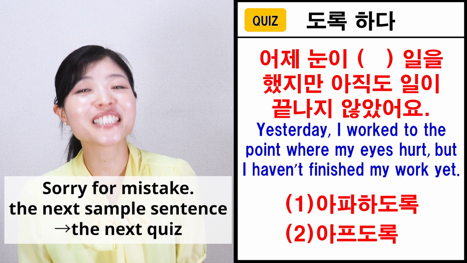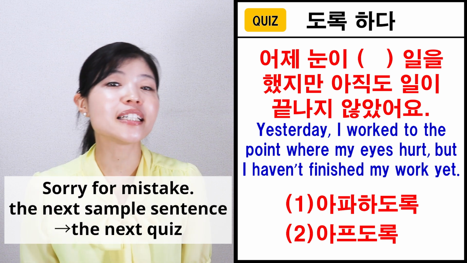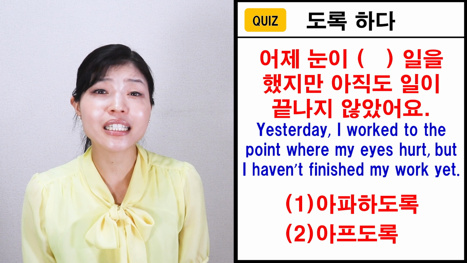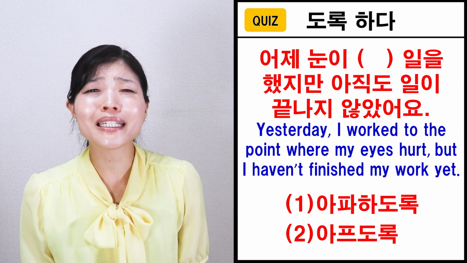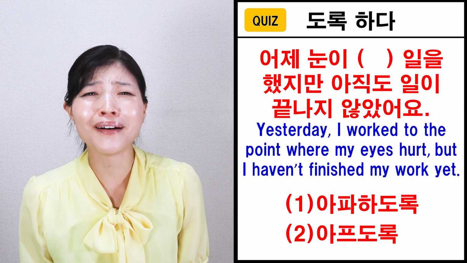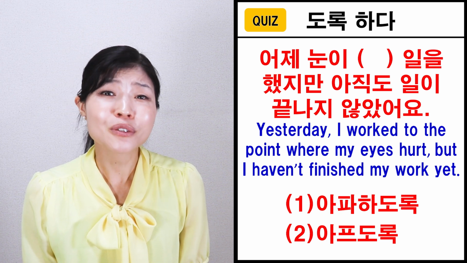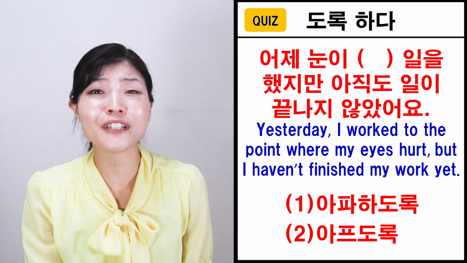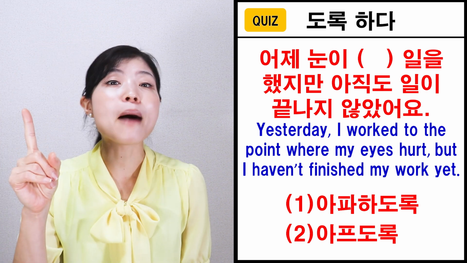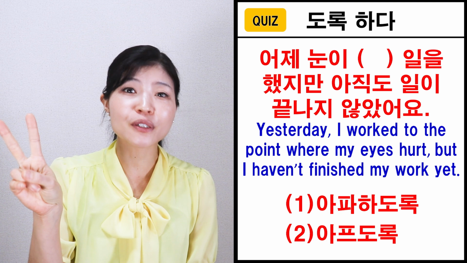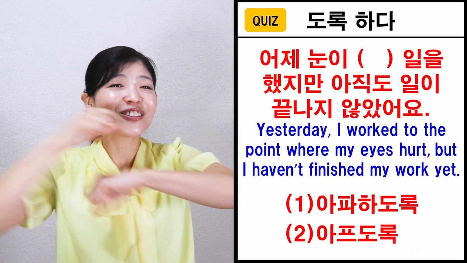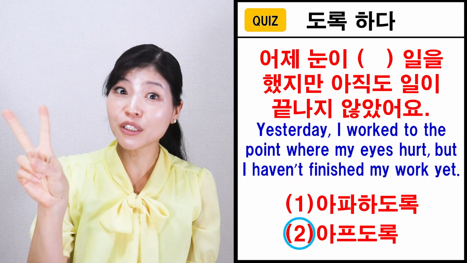In the next sample sentence, the word emphasizes an extreme situation. Let's see it. 어제 눈이 아프도록 일을 했지만 아직도 일이 끝나지 않았어요. Yesterday, I worked to the point where my eyes hurt. But I haven't finished my work yet. Number 1, 아파하도록. Number 2, 아프도록. The correct answer is number 2.